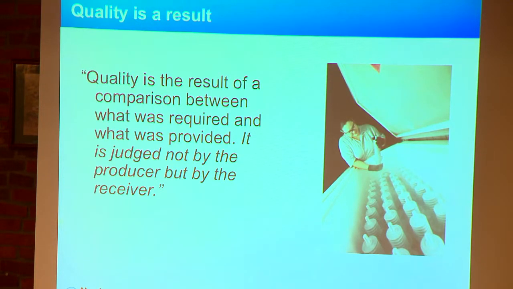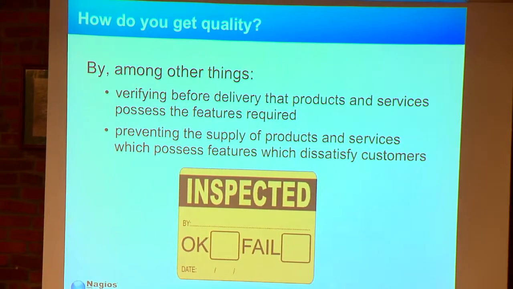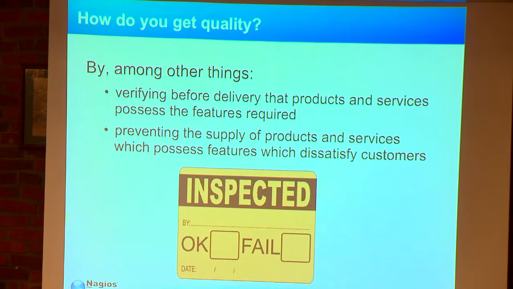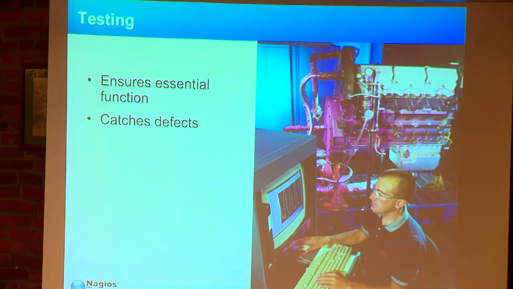And they make the point that quality is judged not by the producer, but by the receiver. So it doesn't matter if everything is pingable. If the user judges that the quality is low, that's what matters. How do you get quality? That's what quality assurance always tries to do. You verify that the essential functions are there, and you hopefully screen out the defects before they are delivered to the customer. Software engineering has a harder time than other disciplines at doing this.